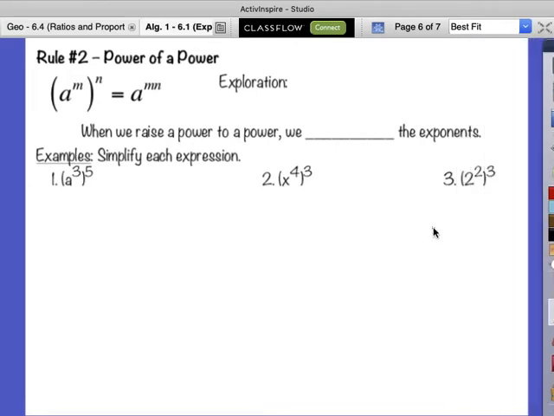Power of power. Okay, so this means an exponent of an exponent. That's easy. We're going to take an exponent to another exponent. That's easy.